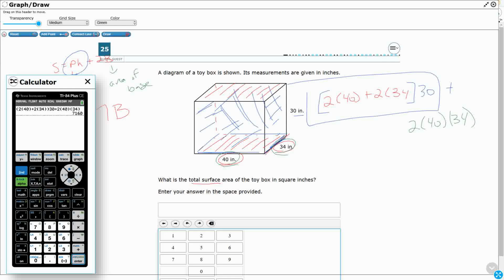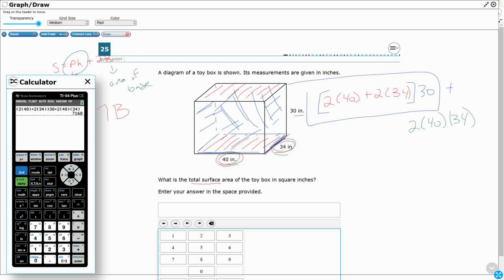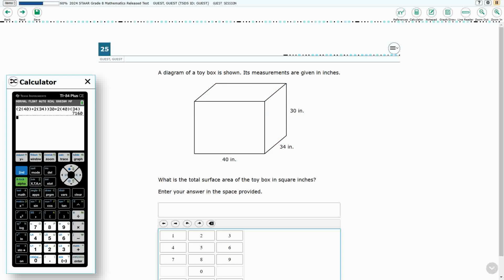All right, 7,160. That is the correct answer. So 7,160 square inches. So now all we need to do is just type that in. 7,160. Now that was a very difficult problem.